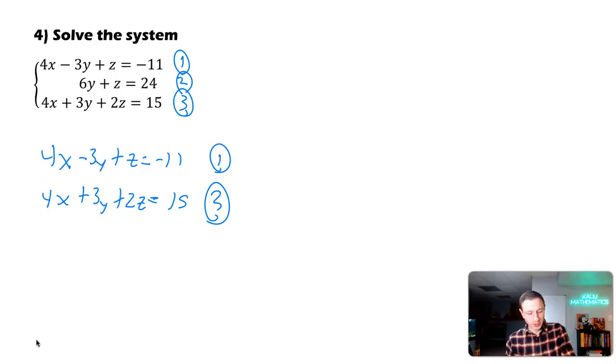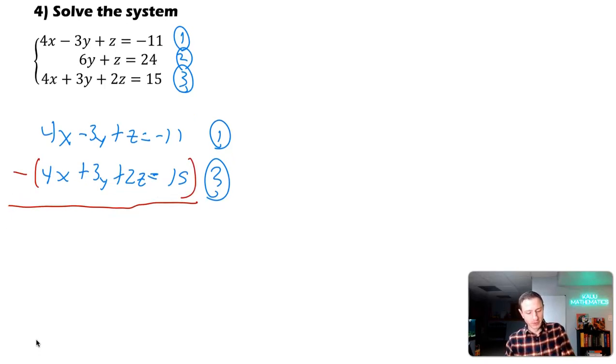Now I'm going to subtract because I have 4x, so I'm going to subtract these. And when I'm subtracting, 4x minus 4x is 0, so I've eliminated the x's. -3y minus 3y is -6y. 1z minus 2z is -1z, equals -11 minus 15, which is -26.